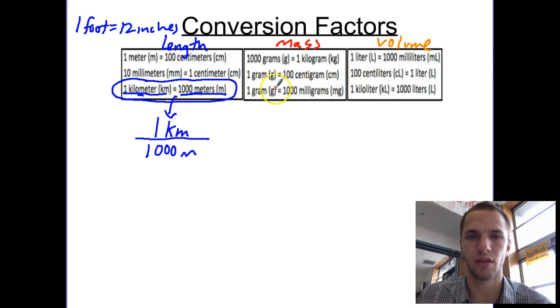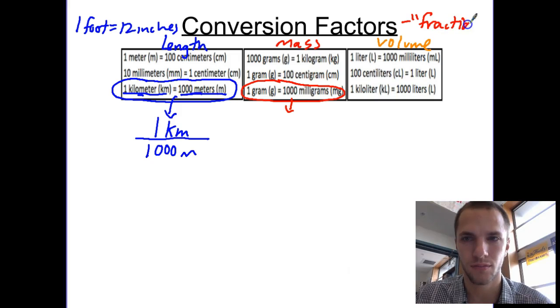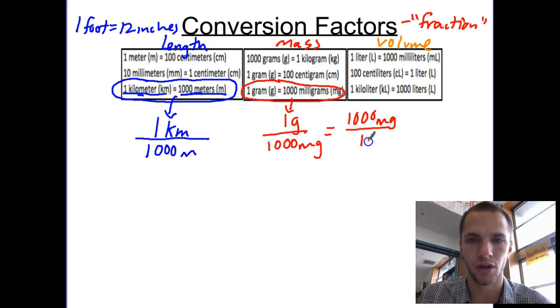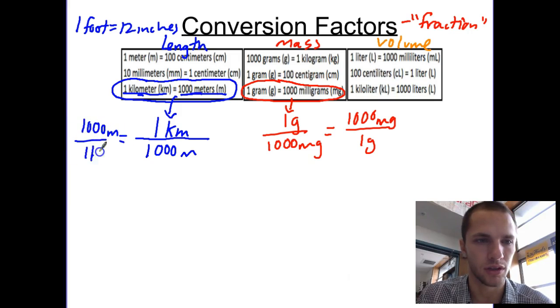So for example, with mass, I could take this relationship and I could write this as a conversion factor. Remember, this is just a fancy word for a fraction. And I would write that as 1 gram over 1,000 milligrams. Now, ratios can also be written the opposite direction. This is the same thing as 1,000 milligrams over 1 gram. And this one is the same thing as 1,000 meters per 1 kilometer.